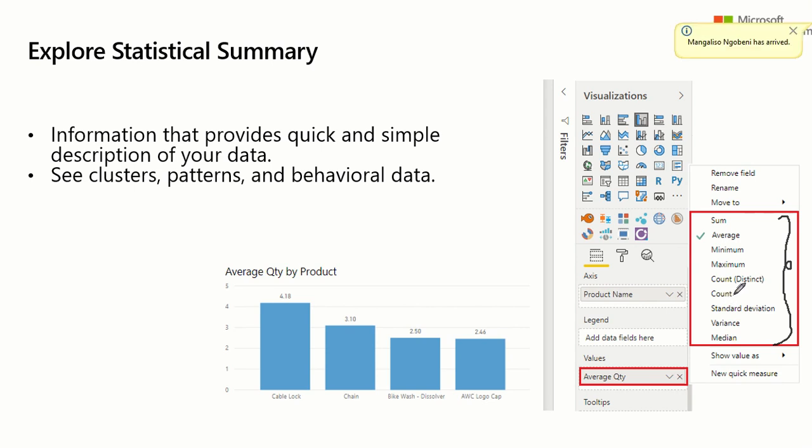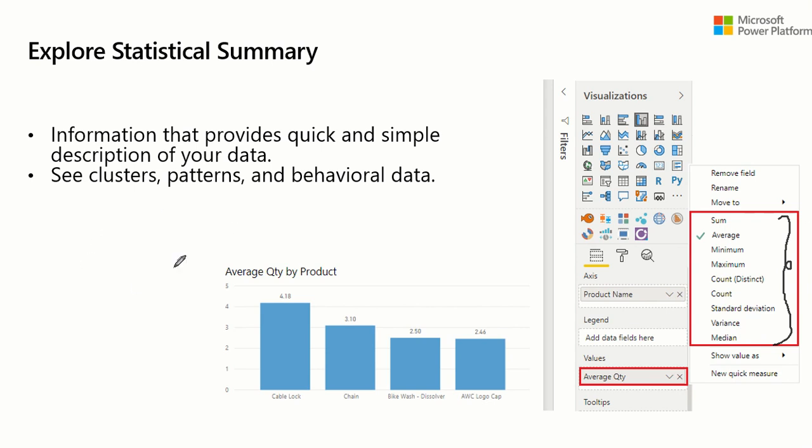Count is to count all available rows, and then standard deviation will also be using the statistics formula of standard deviation, variance, and then median is to tell us the middle data or the middle number if you are working with numbers. So we can use statistic functions. All these are called aggregate functions. They are also statistics functions.